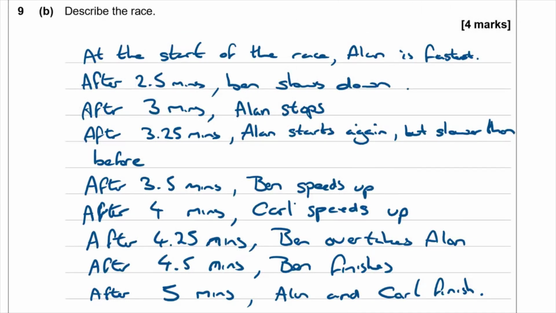So, writing all that down in the question paper, at the start of the race, Alan is fastest. After 2.5 minutes, Ben slows down. After 3 minutes, Alan stops. After 3.25 minutes, Alan starts again, but slower than before. After 3.5 minutes, Ben speeds up. After 4 minutes, Carl speeds up. After 4.25 minutes, Ben overtakes Alan. After 4.5 minutes, Ben finishes. And after 5 minutes, Alan and Carl finish. So you can see I've written all those down just in chronological order, making a note of any changes along the way.